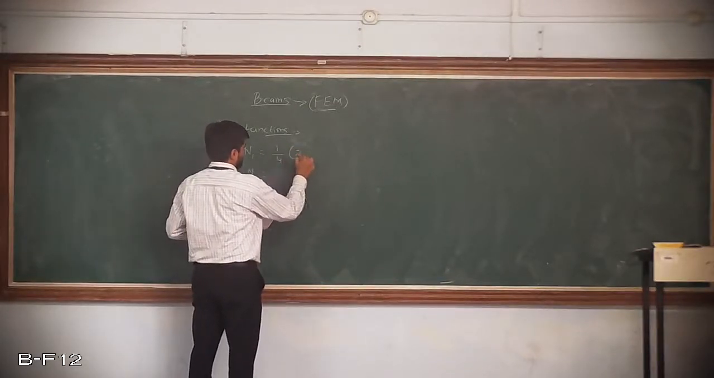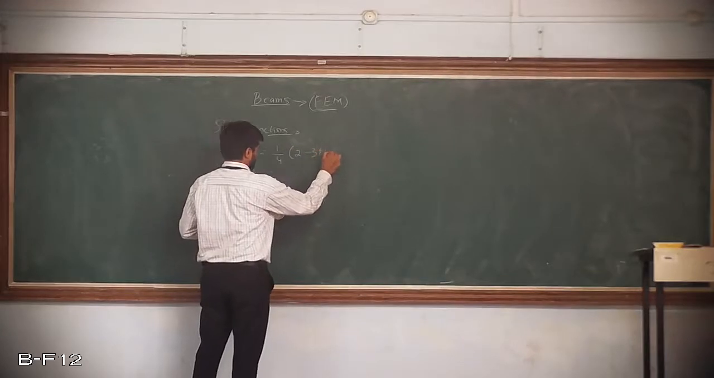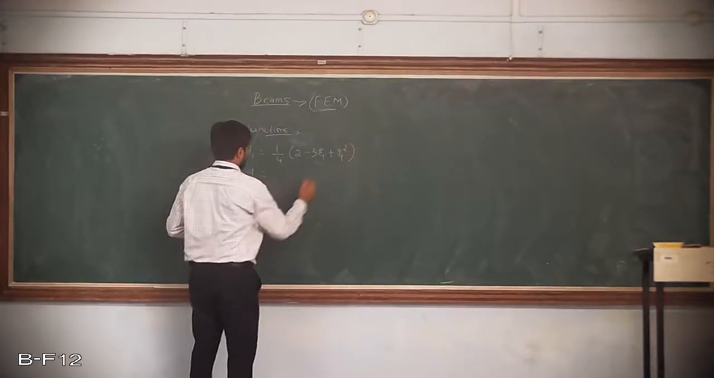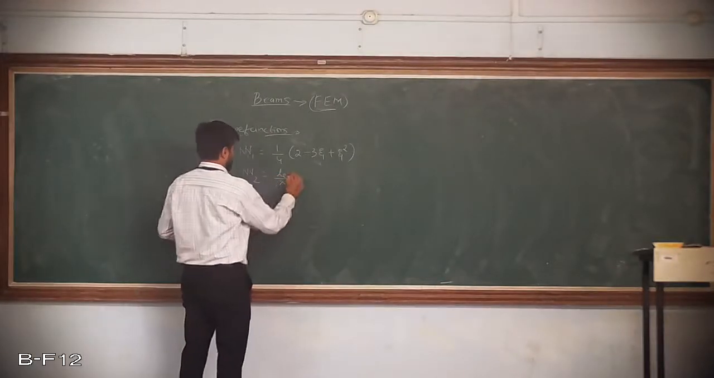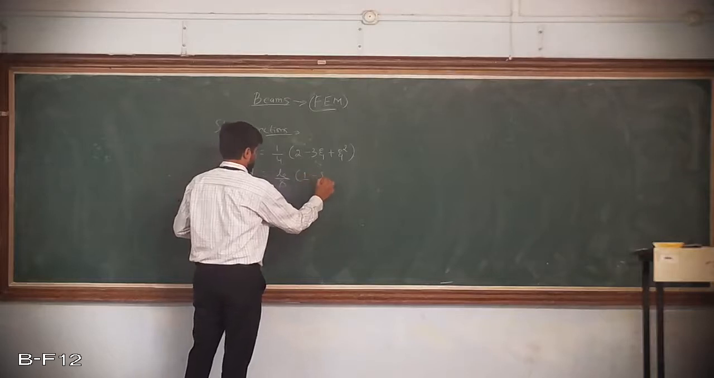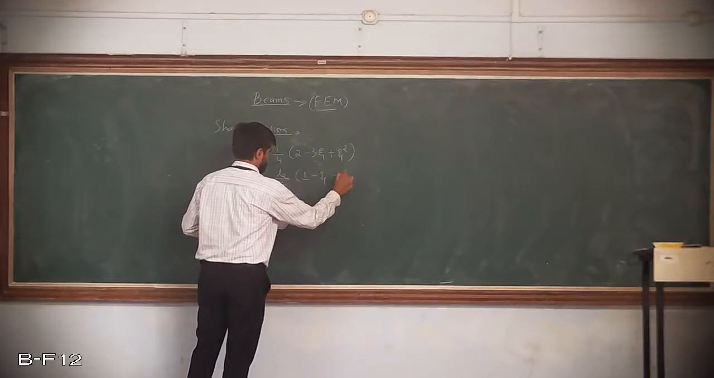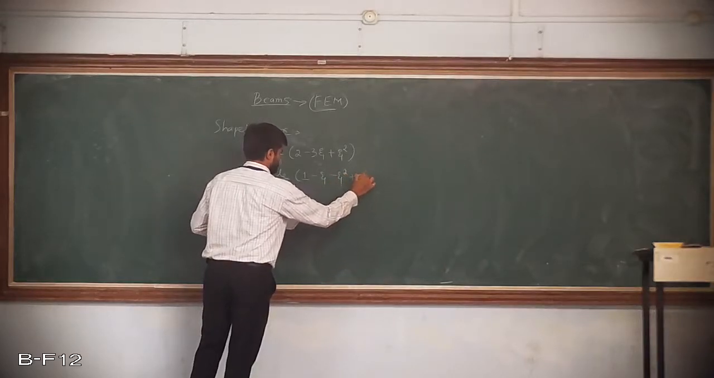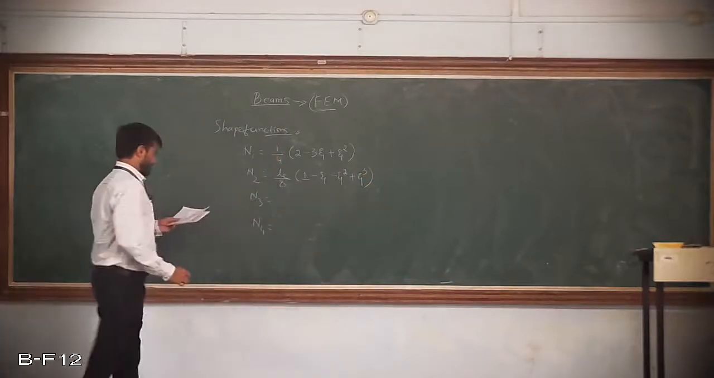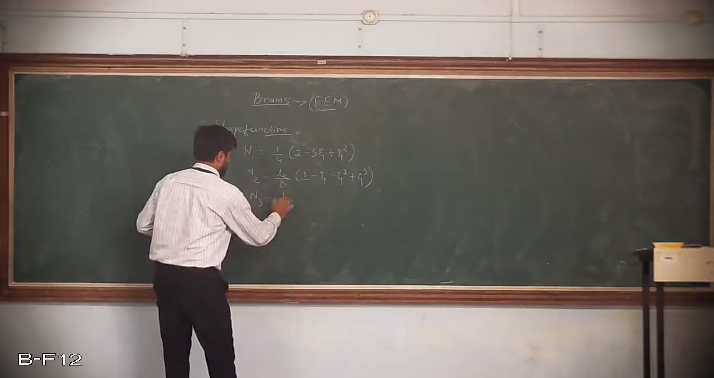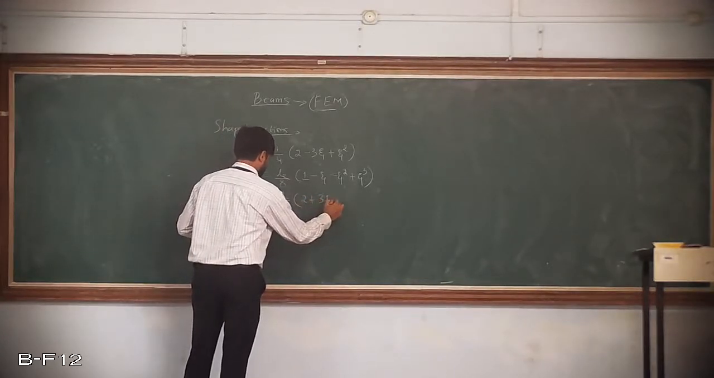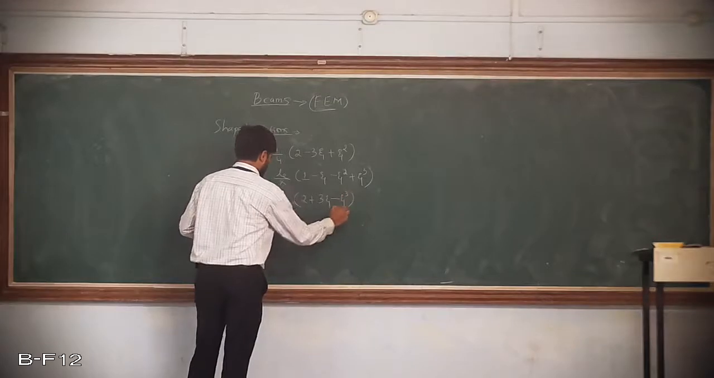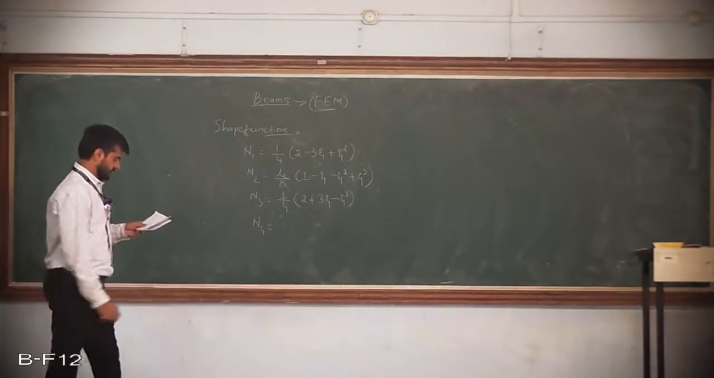So 1 by 4, 2 minus 3 zeta plus zeta cube is N1, that is the first shape function. Next, Le by 8, 1 minus zeta square plus zeta cube is the second shape function. 1 by 4, 2 plus 3 zeta minus zeta cube is the third shape function.